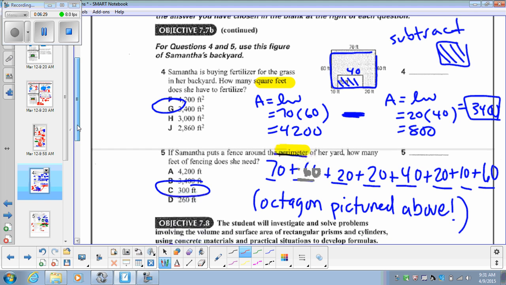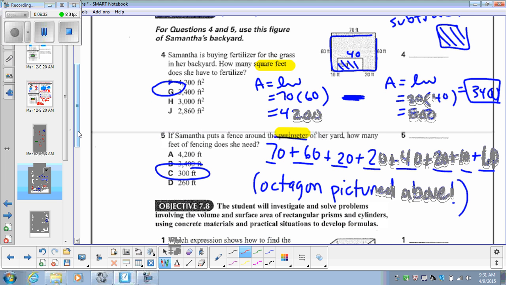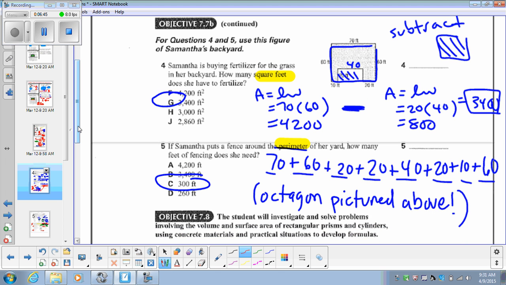In the first one, it's square feet, so that's area. There's lots of ways to break it up, but I chose to just find a big rectangular area and subtract out a small rectangle. So for that one, we should get the second one, G, 3,400 square feet. Because it says square feet, that's how you know you have an area question.